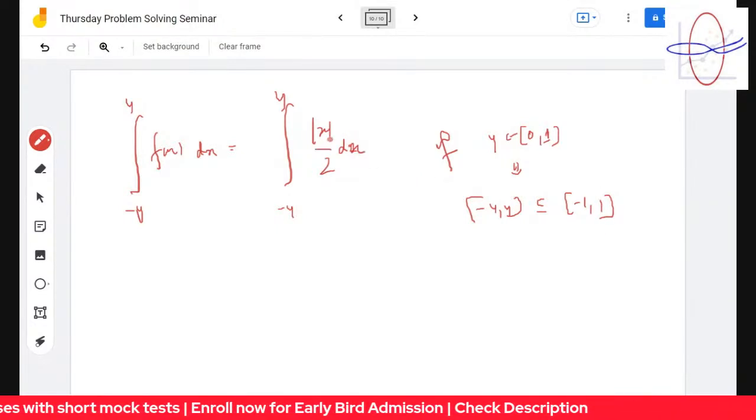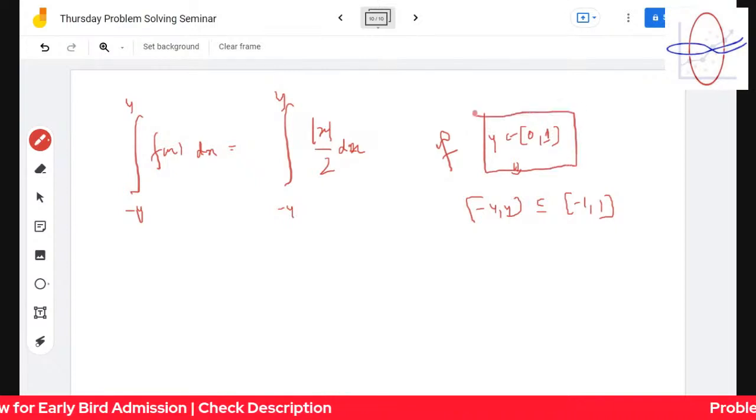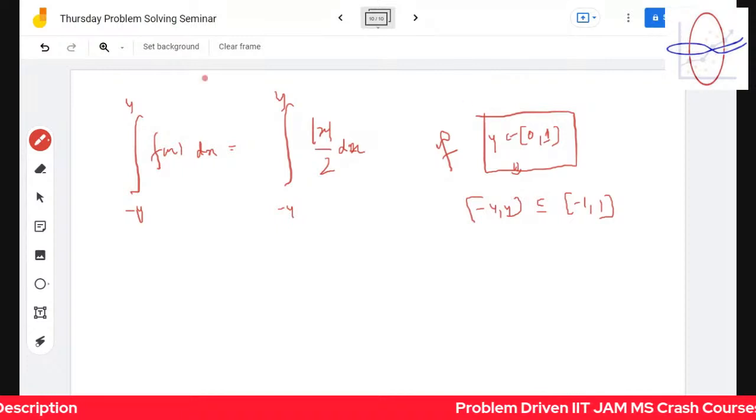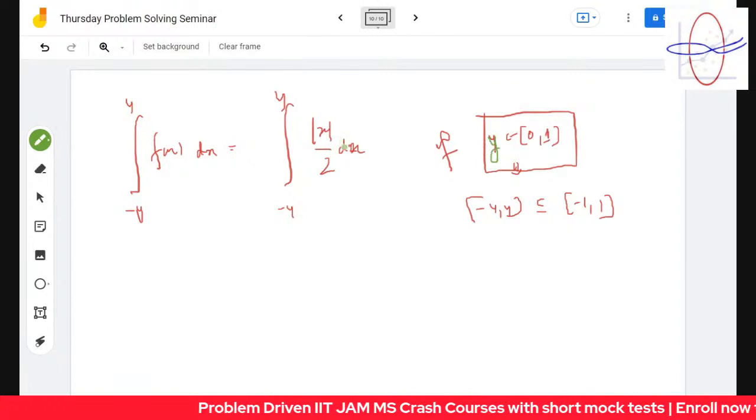You need to understand why I am taking this value in this region. I am dividing this into parts so that f(x) takes certain values. This is the idea why I am dividing the integral depending on the value of y. So if this, then you can now find this easily.